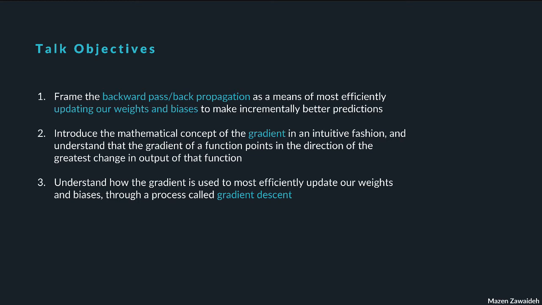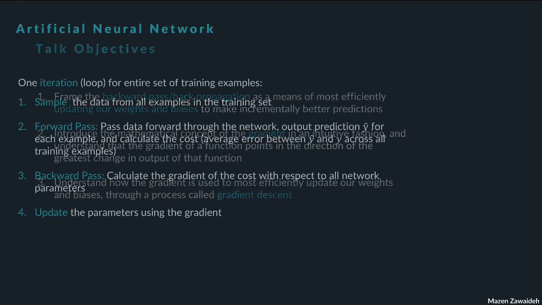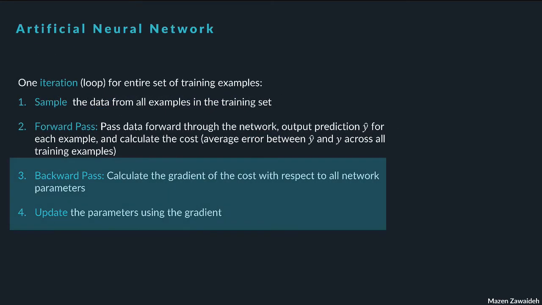better predictions. We'll introduce the mathematical concept of the gradient in an intuitive fashion and understand that the gradient of a function points in the direction of the greatest change in output of that function. Lastly, we'll understand how the gradient is used to most efficiently update our weights and biases, using a process called gradient descent. As a reminder, we will be discussing this portion of the learning cycle.